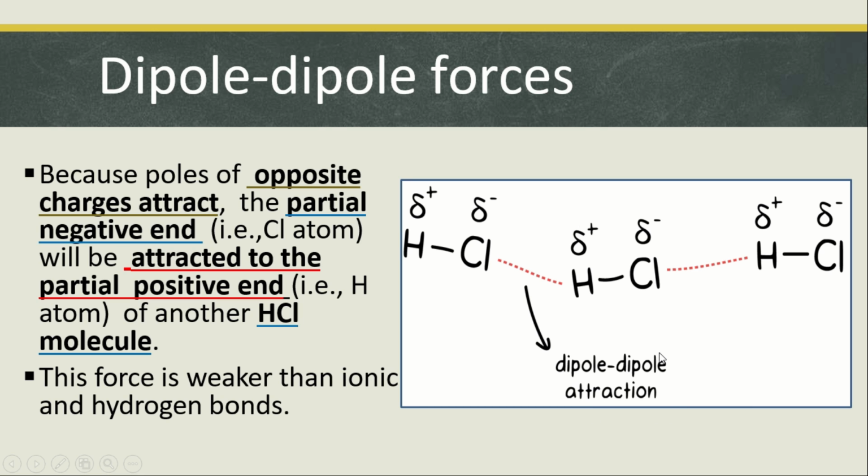So this force is weaker than ionic and hydrogen bond. So see, ionic here is the ionic bonding. Ionic bonding is stronger because it's a bond. So bonding for ionic is transferring of electrons. Well, this one, dipole-dipole force, is a force of attraction formed because of the charges or the partial charges being attracted to each other. So that is our dipole-dipole forces.